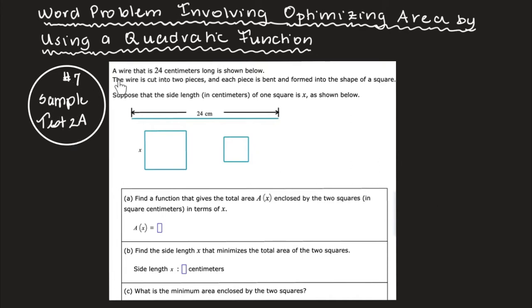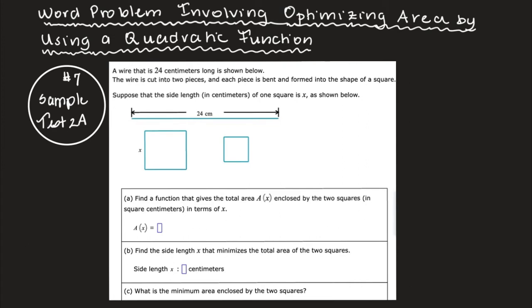In this example, we have a wire that's 24 centimeters long, as shown below. The wire is cut into 2 pieces, and each piece is bent and formed into the shape of a square. Suppose that the side length in centimeters of one square is x, as shown below. Part A asks us to find a function that gives the total area enclosed by the 2 squares in terms of x.